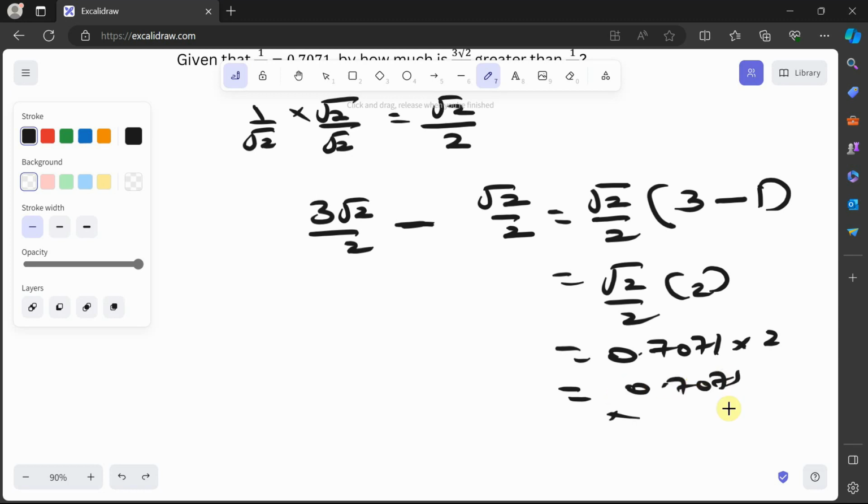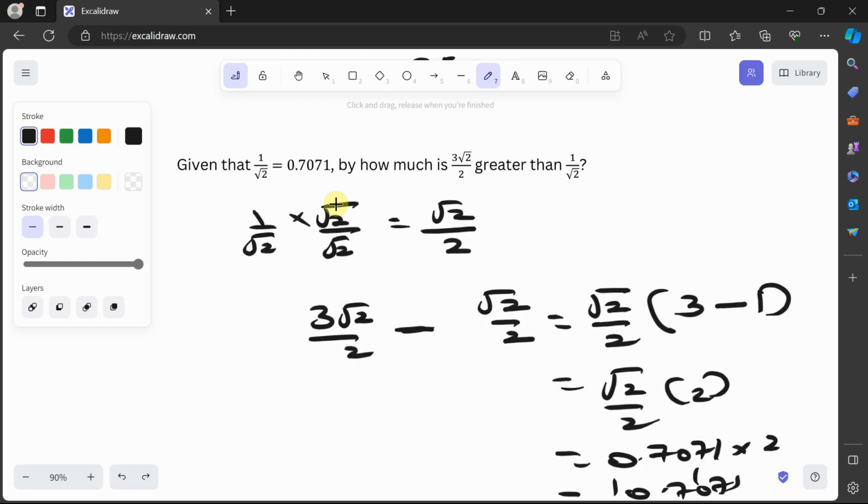So this is like saying 0.7071 times 2. So 2 times 1 is 2, 2 times 7 is 14, 4 carry over 1. 0 times 2 is 0, plus 1. 2 times 2 is 4. 0 times 2 is 0. So the answer of this thing is actually 1.4142.